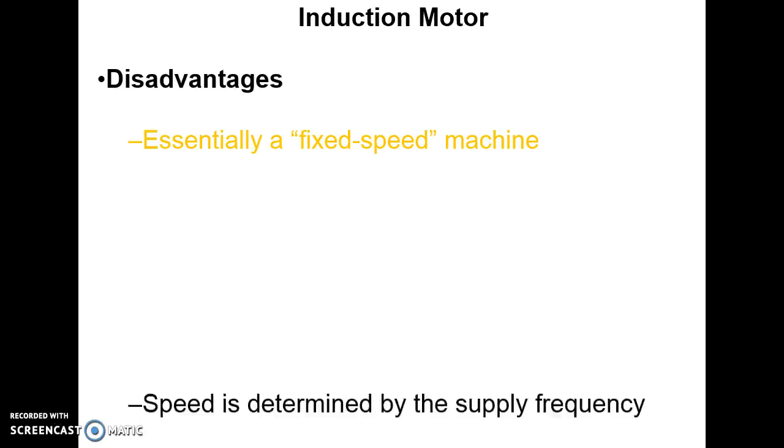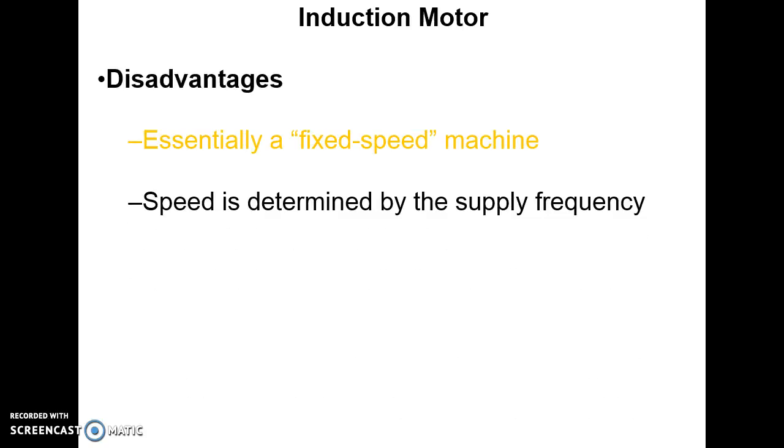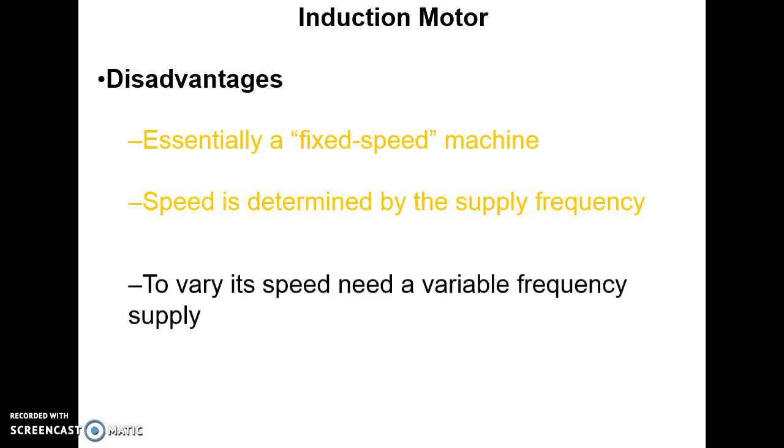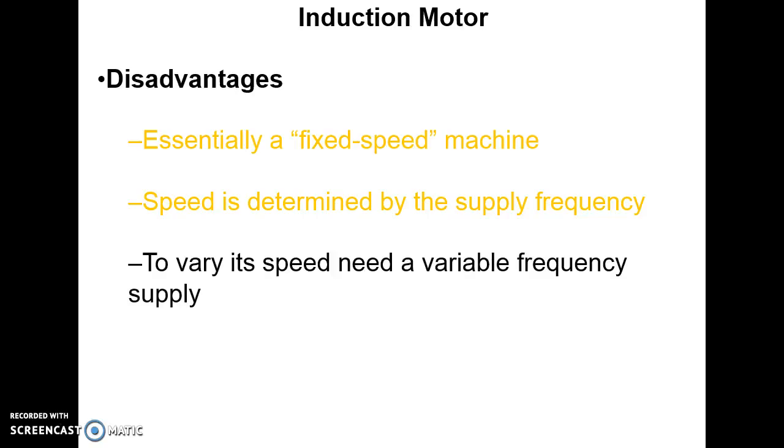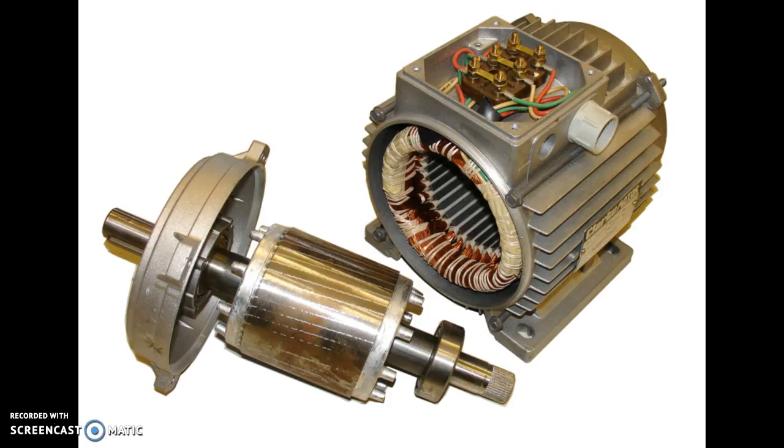And the disadvantage of the induction motor is that it is essentially a fixed speed motor, and speed is determined by the supply frequency. To vary its speed, you need a variable frequency supply.